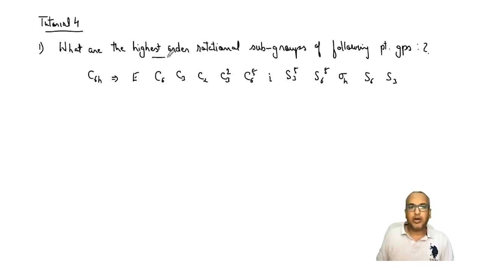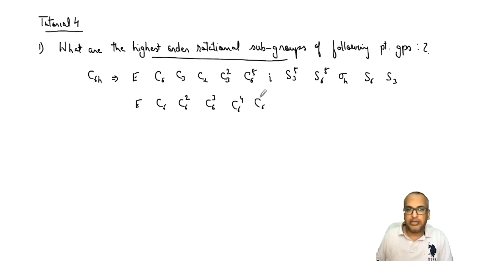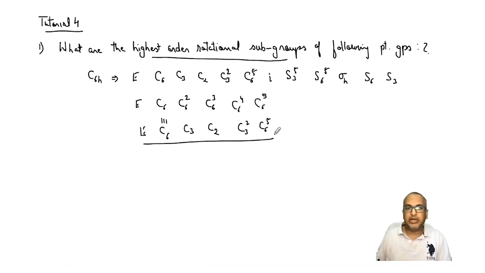Now it is asking what is the highest order rotational subgroup. For a rotational subgroup, you have to consider the rotational elements only. The pure rotational axis is C6, so C6 is the highest order axis. Let us see if we generate all the operations from C6, do we get a subgroup? That will be E, C6, C6 square, C6 cube, C6 4, C6 5, and C6 6 will be E. So this is equivalent to C6, then this will be C3, this will be C2, this will be C3 square, and this will be C6 5.